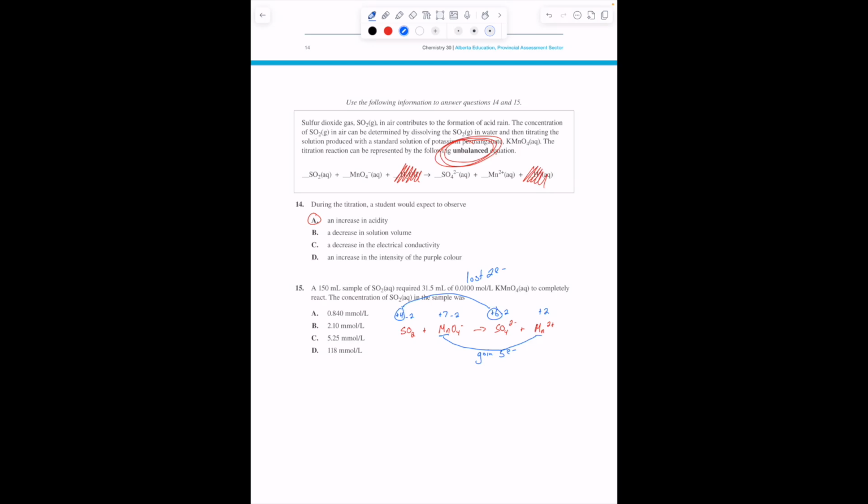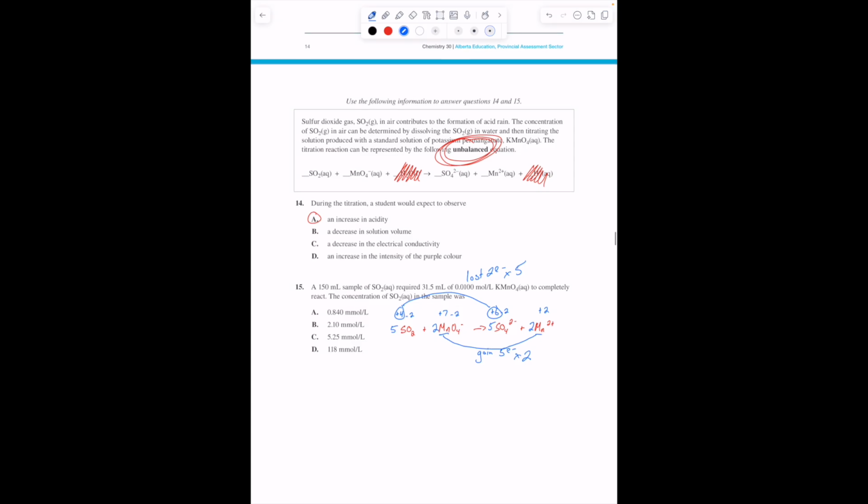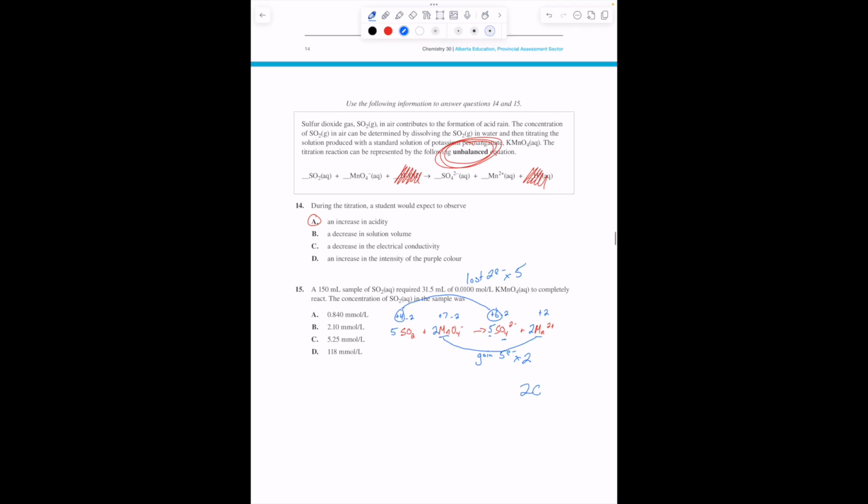So I have to times this one by 5. I'm going to trace it back. I'm timesing that by 5: 5 S's. Times that by 2: 2 Mn. Here I got 4 times 5, so I got 20 O's on that side. Here, I'm just going to write down, I got 20 O's over there.